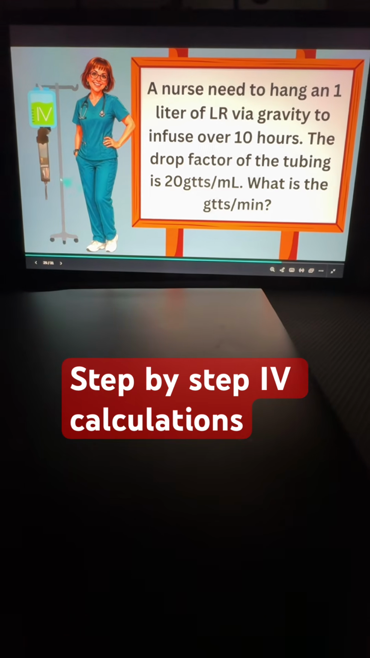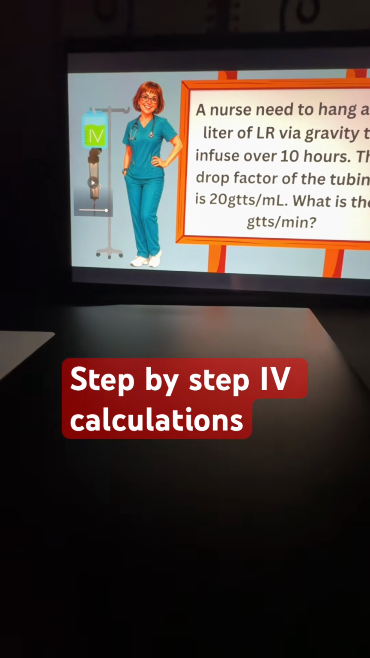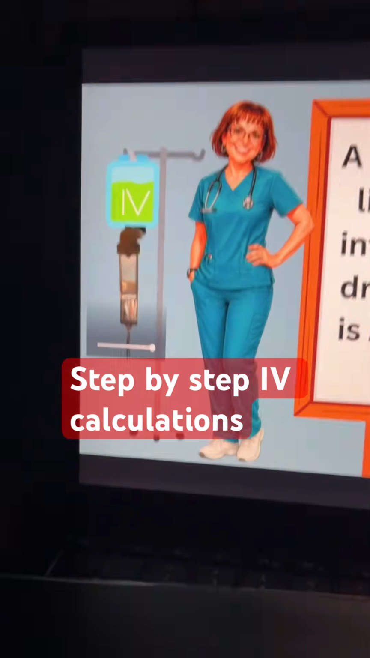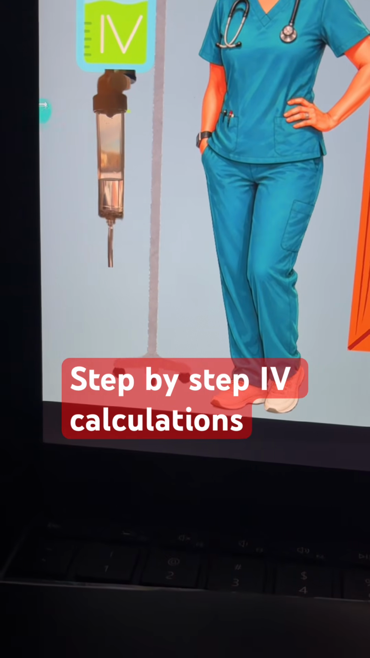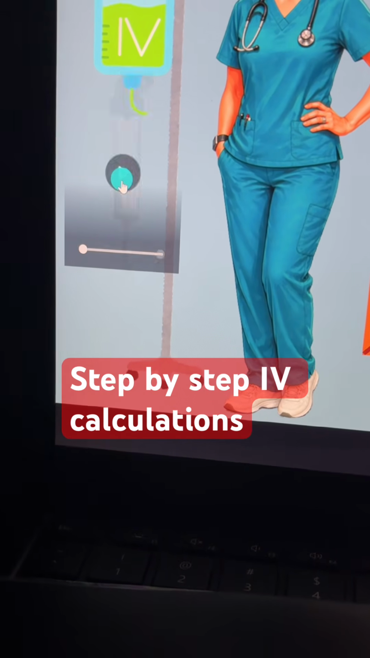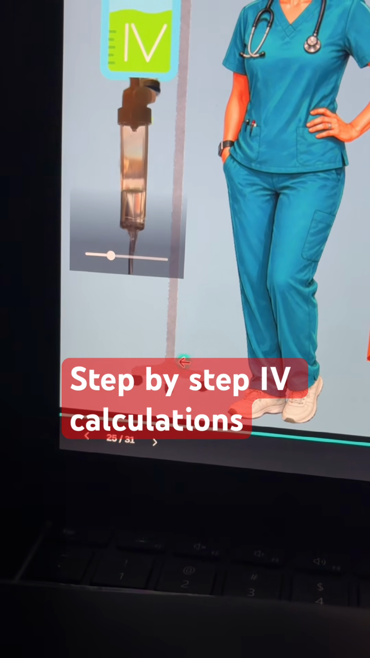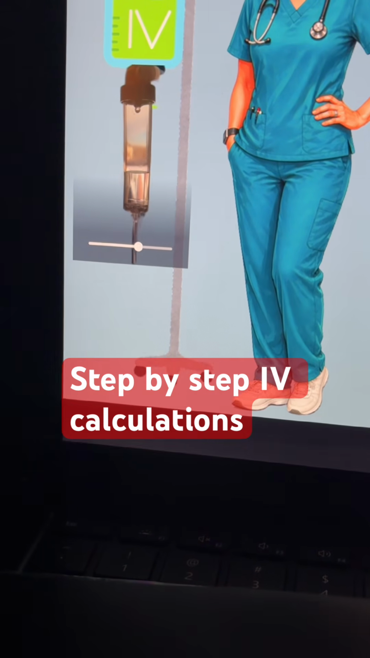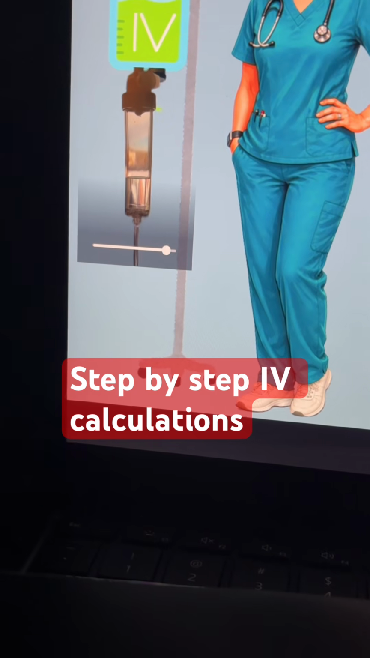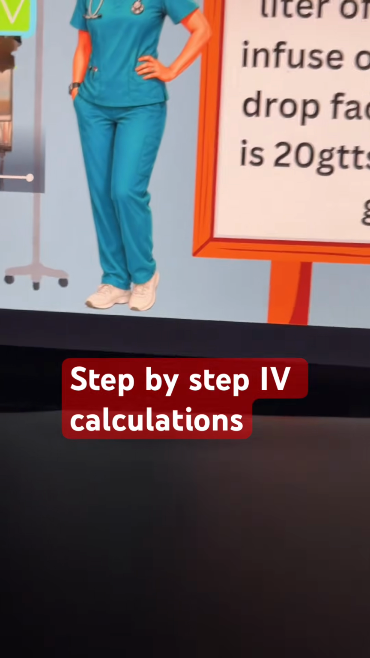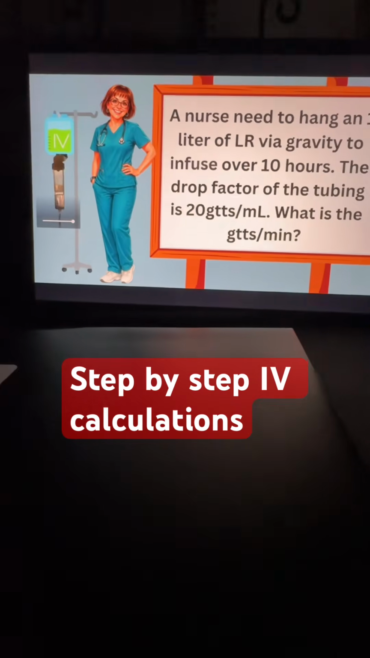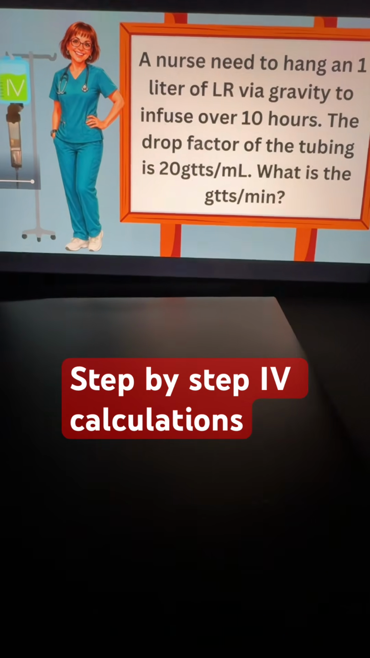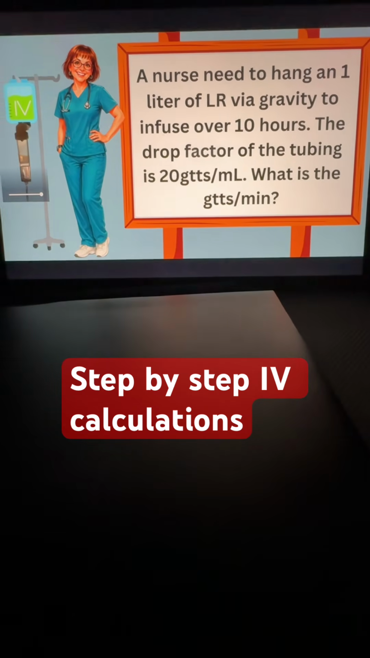So when we're actually looking at the tubing, let me show you up close. We're going to be looking at the drip chamber and actually counting drops. Yes, we still do this. Sometimes we don't have an IV pole available, so we do need to do this. Or we're just doing something over an hour or a couple of hours.